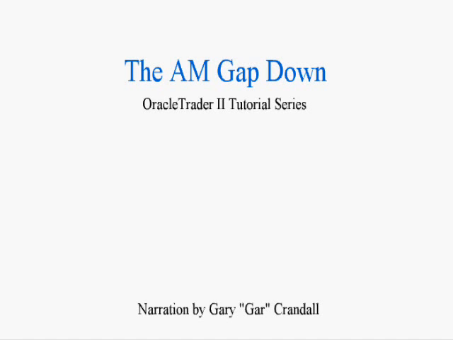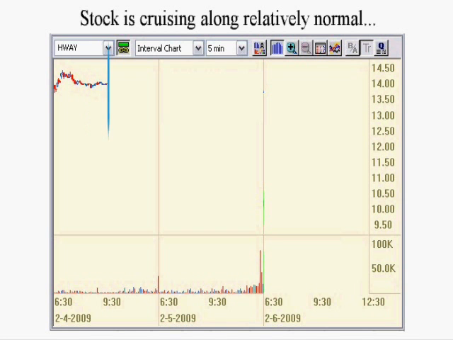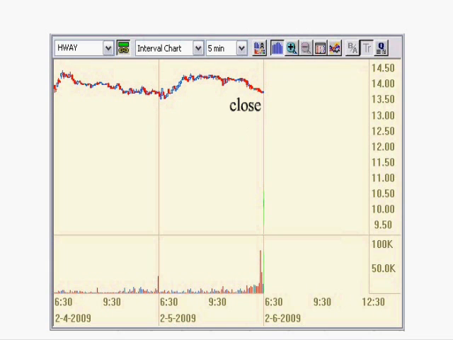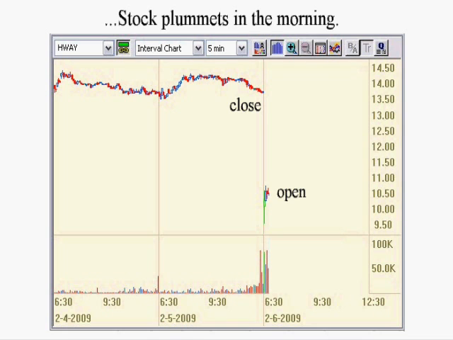I'm going to talk about the AM gap down strategy. We've also called this the dumb money gap down in the past, and you might see why in a few minutes. A gap down basically means that the stock opens lower than its previous close. I'm showing a real live example here. It closed where I'm marking that spot there, and it opens quite substantially lower.